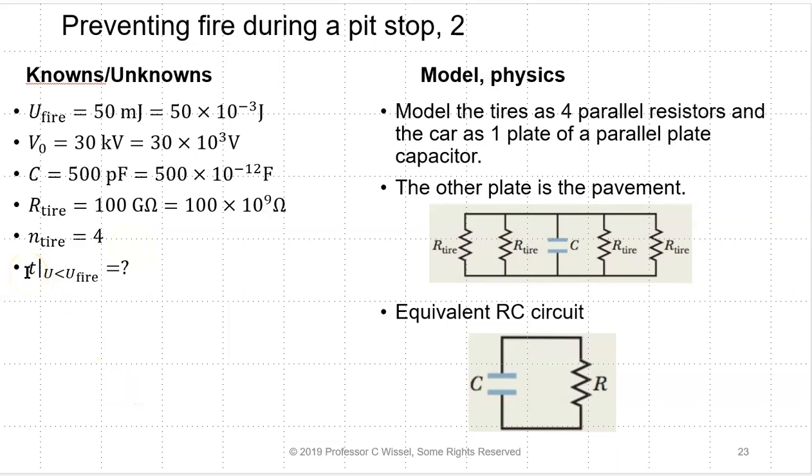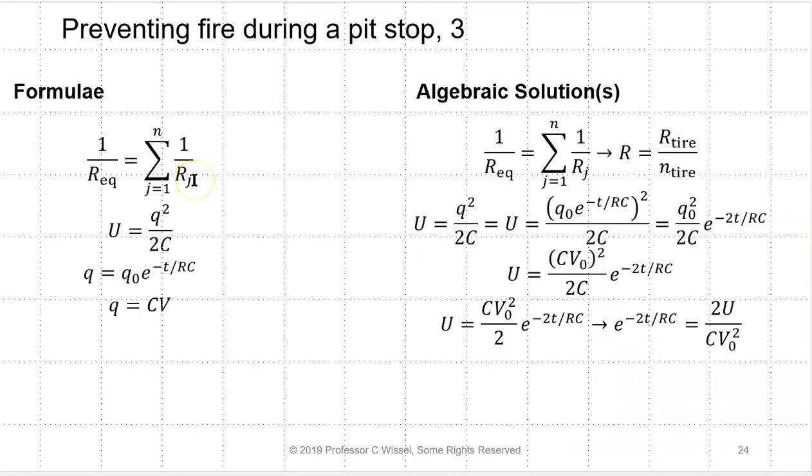We need to know how much time it takes for U to get less than that critical value, for the energy to drain down to something less than the critical value. We're going to model the tires as 4 parallel resistors, and the car is one plate of a parallel plate capacitor. The other plate is the pavement. Now, the good thing about this is these resistors are connected in parallel, so the resistance is going to be 1/4 of one of them. The equivalent RC circuit is C and R. They're connected in parallel, so 1 over R equivalent is the sum of 1 over R_j.